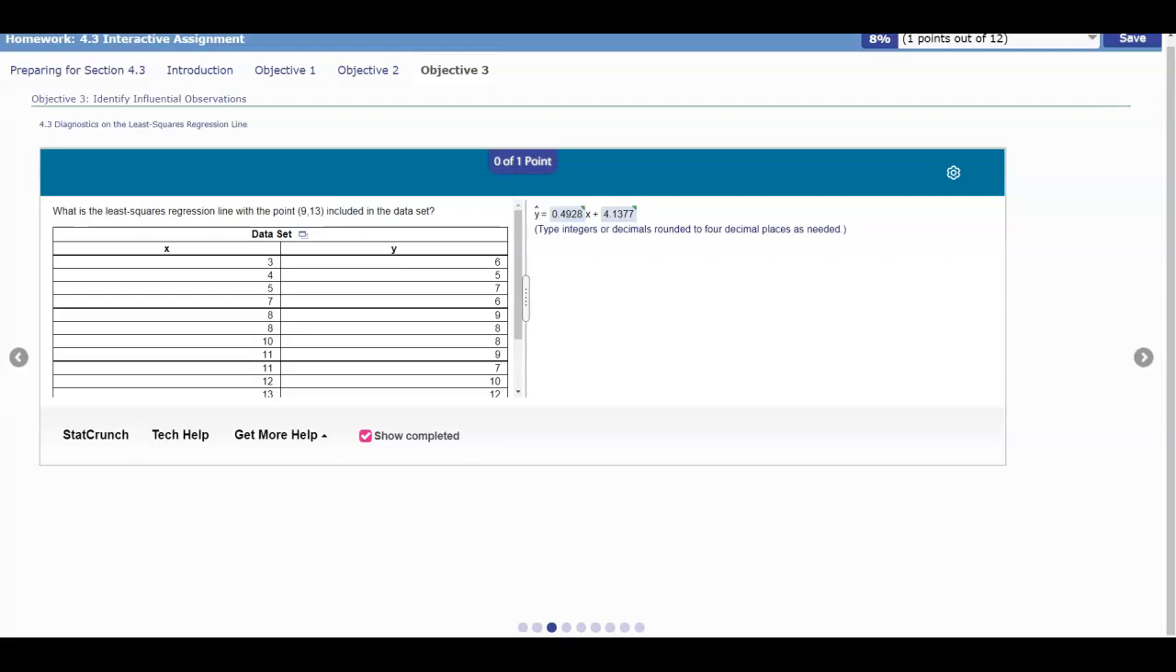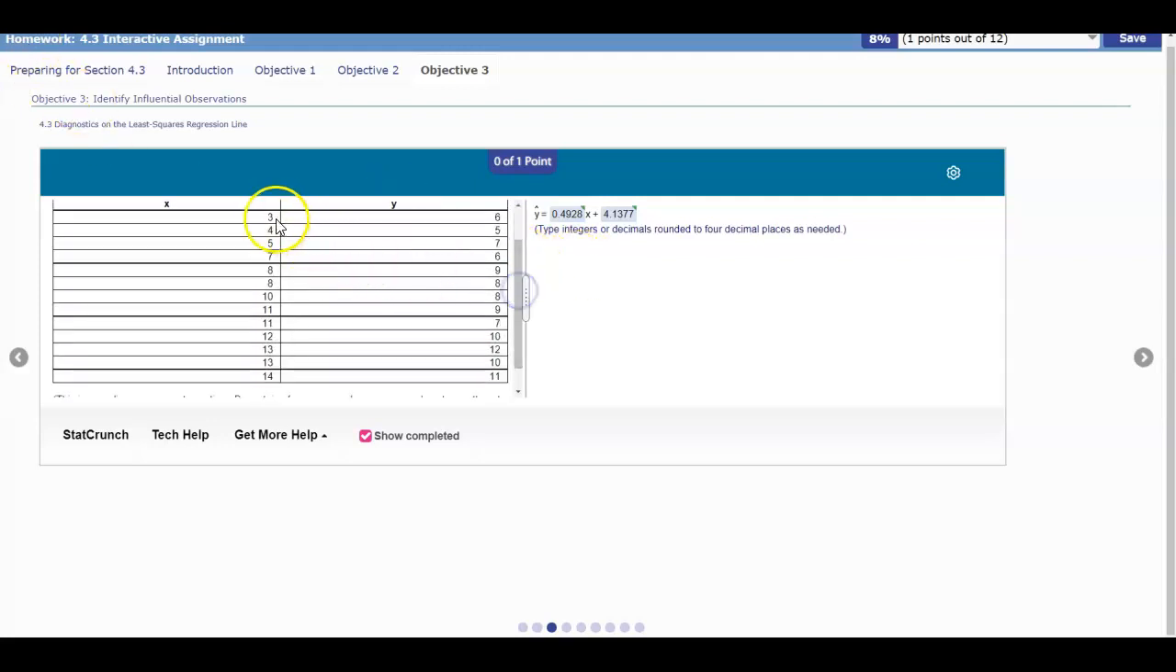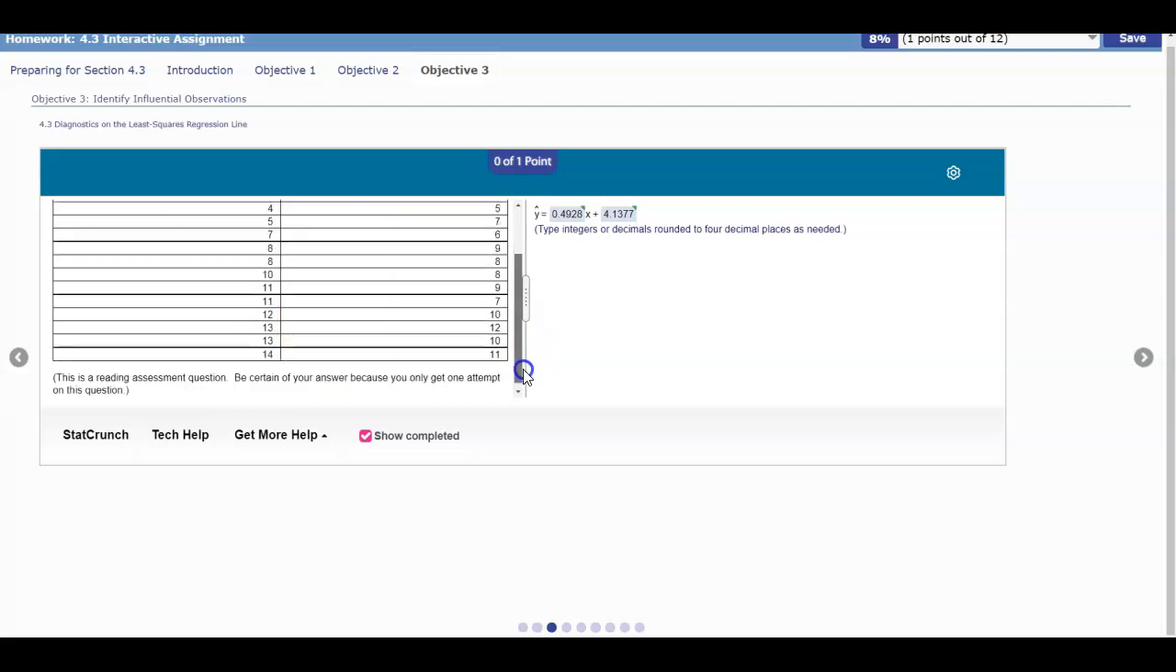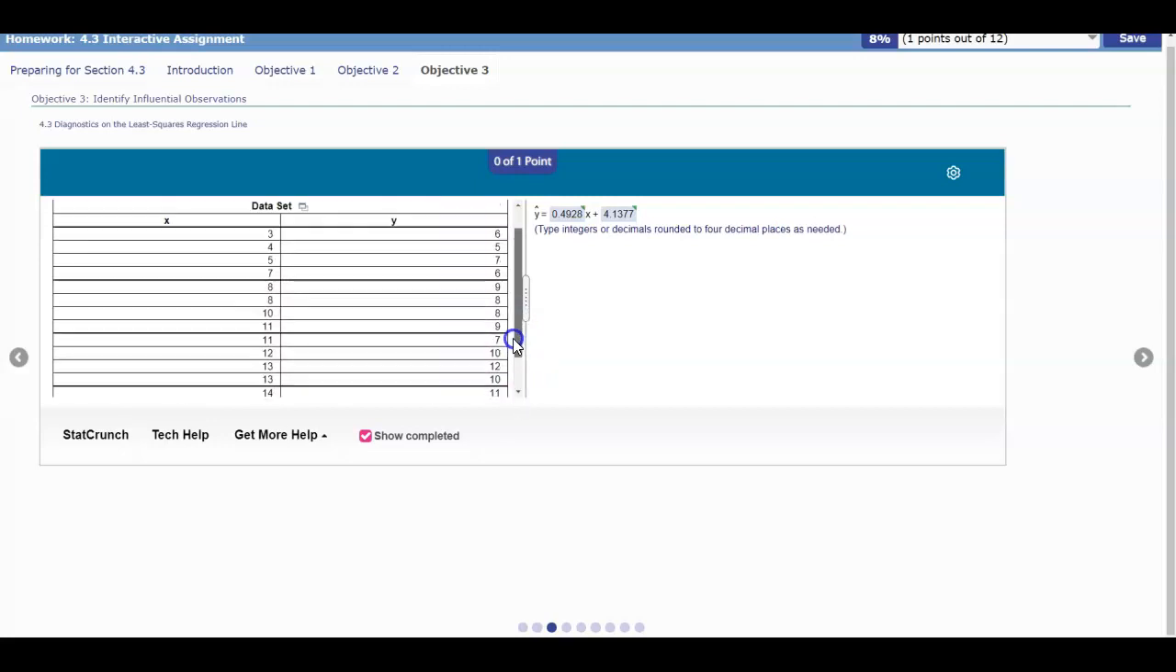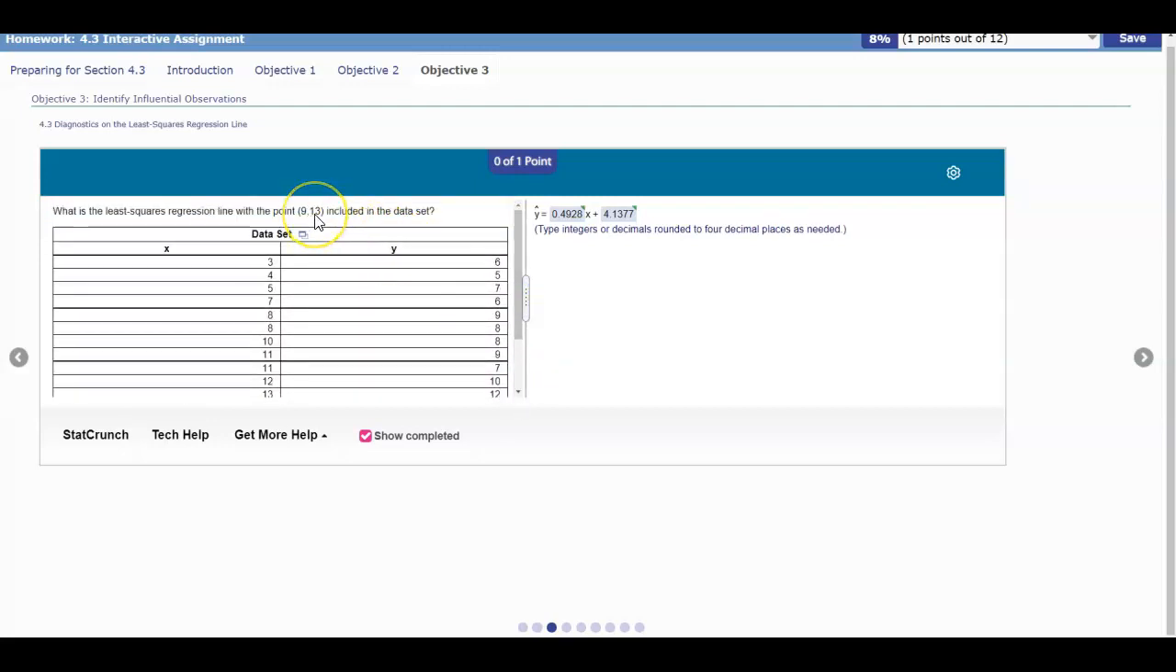Section 4.3 Interactive Assignment, Objective 3: we are identifying influential observations. In this example it says, what is the least squares regression line with the point (9, 13) included in a data set? If we look at the data set, it hasn't entered the value (9, 13) as an ordered pair. So we're going to have to do that.